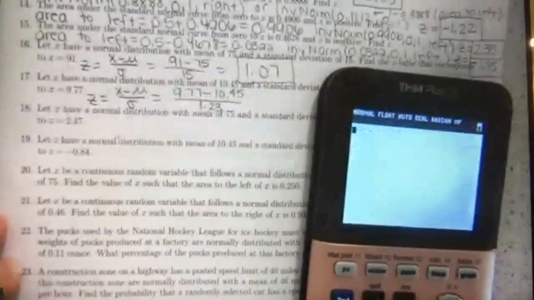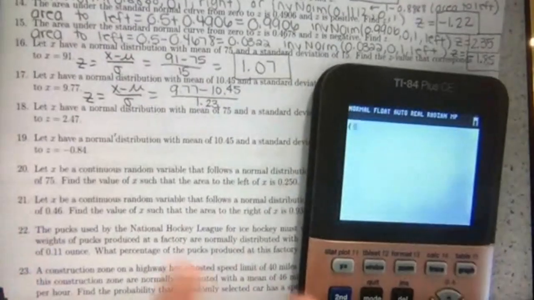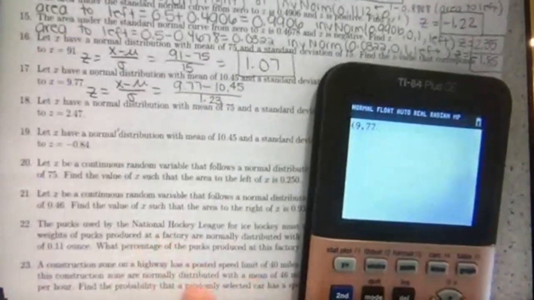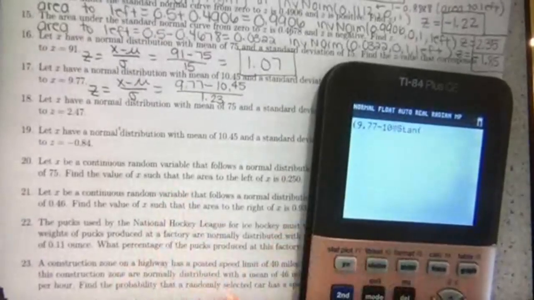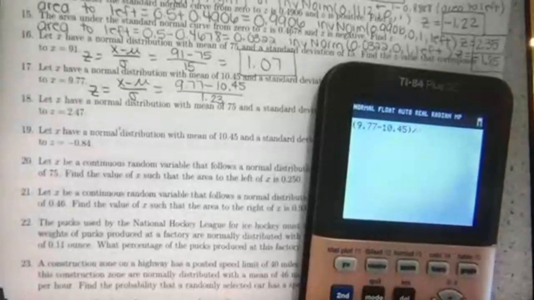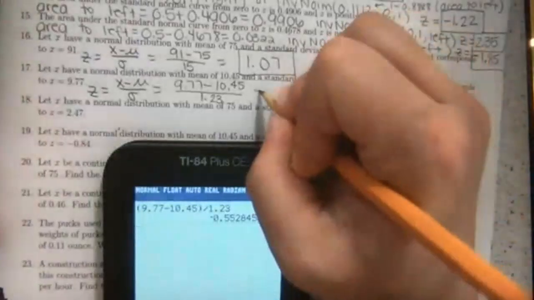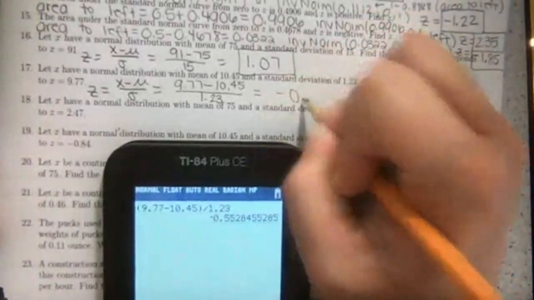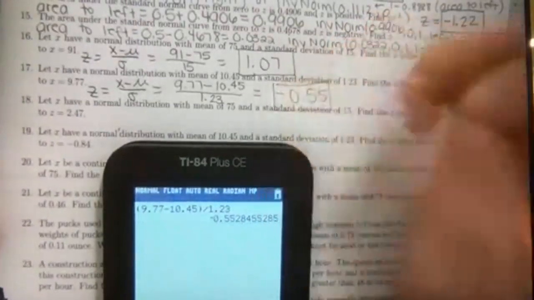So plugging that into my calculator, I want to group the top together, so put it in parentheses. So in parentheses, 9.77 minus 10.45, divided by 1.23. And that will give us negative 0.552, so negative 0.55.